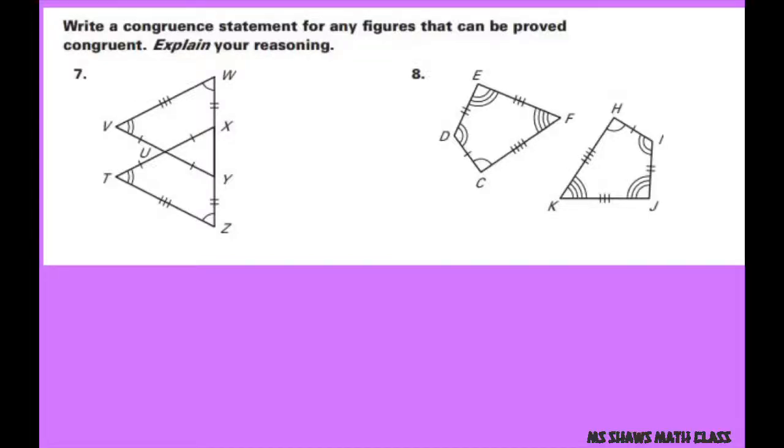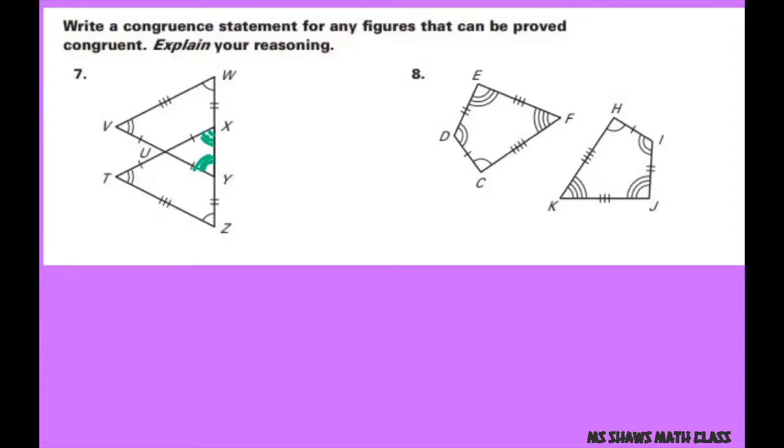We're going to write a congruent statement for the two figures that can be proved to be congruent. And if we look at this, all angles and sides are accounted for. The only ones that aren't are these two. But with our third angles theorem, we can say that these are congruent because the other three angles are congruent.